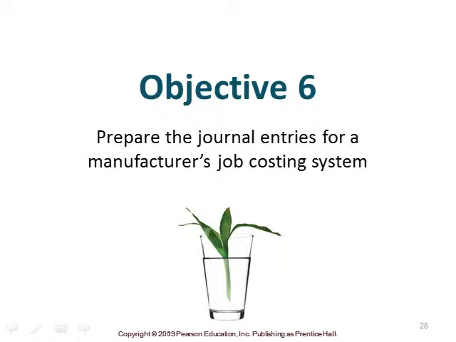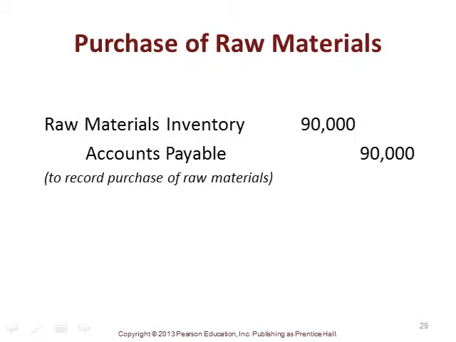So here we're just going to walk through quickly the journal entries for a manufacturer's job costing system. When we purchase materials, in this case $90,000 worth of material, we debit raw materials inventory, which is an asset account, and credit accounts payable. So we've purchased our materials.